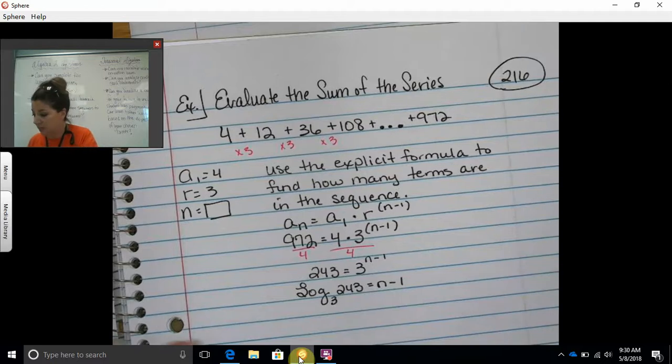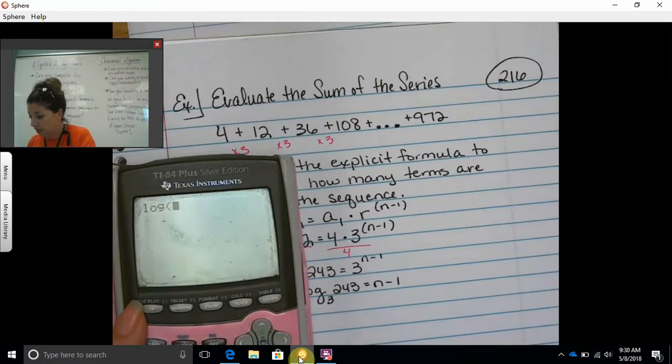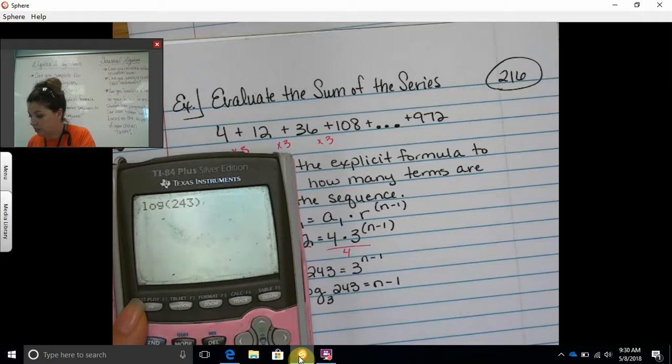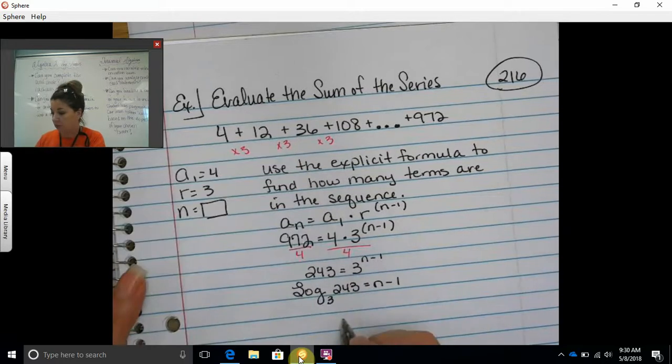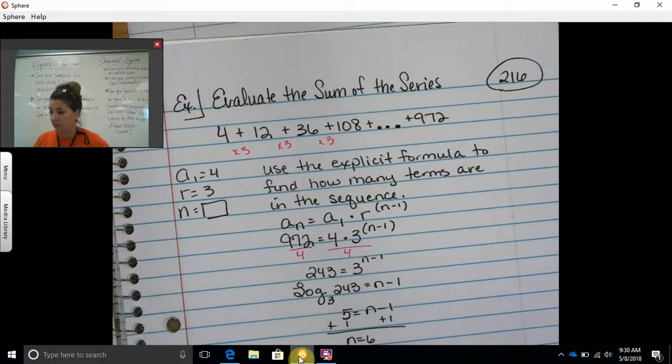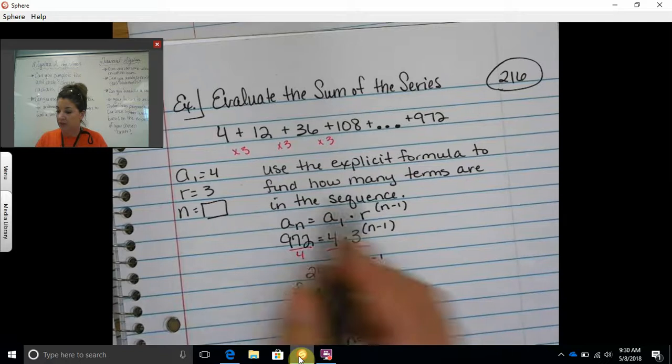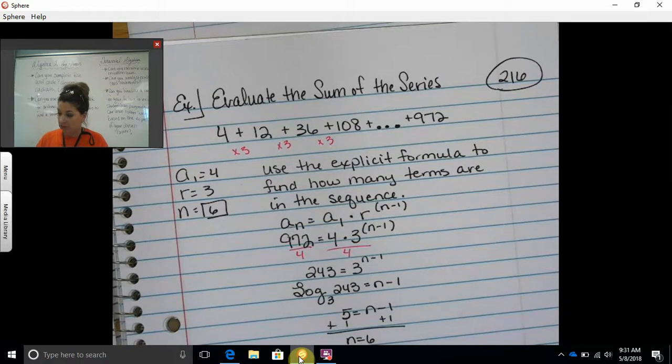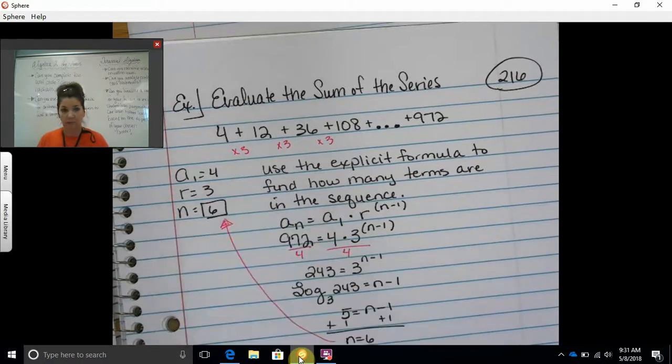Then I can just use a little change of base. Log of 243, close parentheses, divided by log of 3, and I get 5. So 5 equals n minus 1. Go ahead and add 1 to both sides, and n equals 6. So now I know that there are 6 terms that I'm adding together, and now I can use the other formula to figure out the sum of those 6 terms, right?